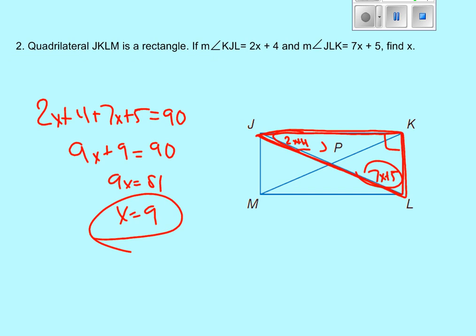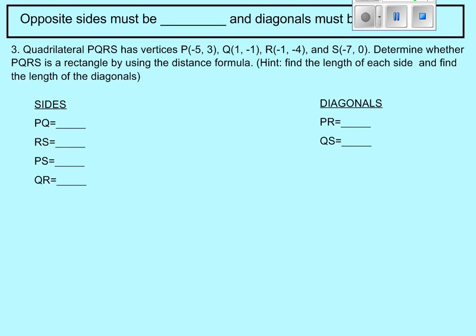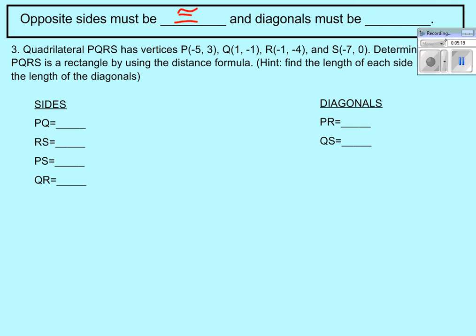Quadrilateral PQRS has vertices (-5, 3), (1, -1), (-1, -4), (-7, 0). Determine whether PQRS is a rectangle by using the distance formula. In a rectangle, opposite sides must be congruent, and diagonals must also be congruent.